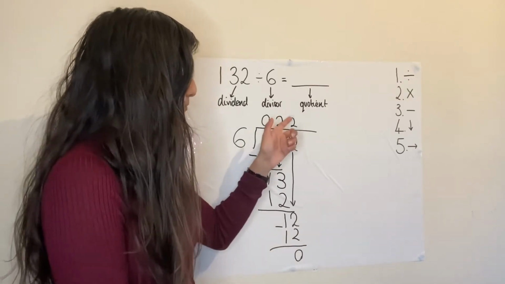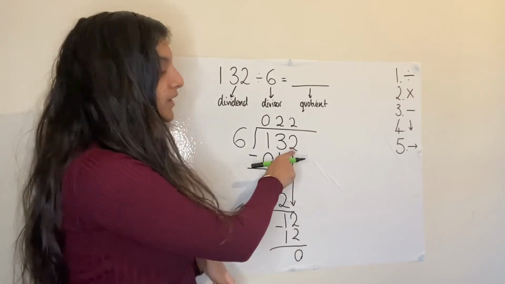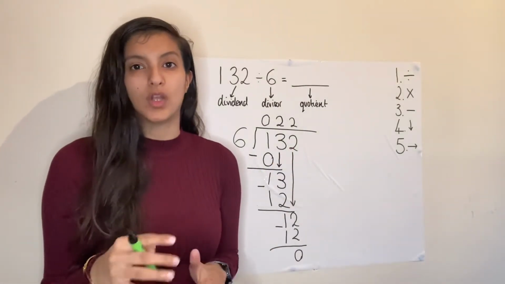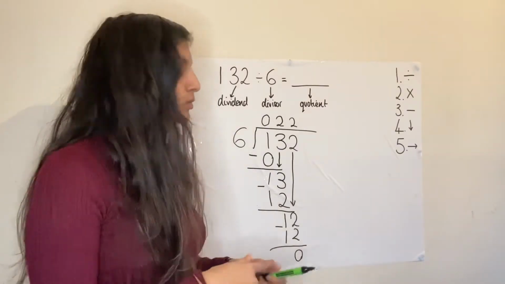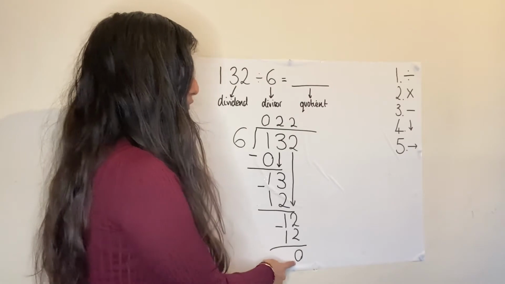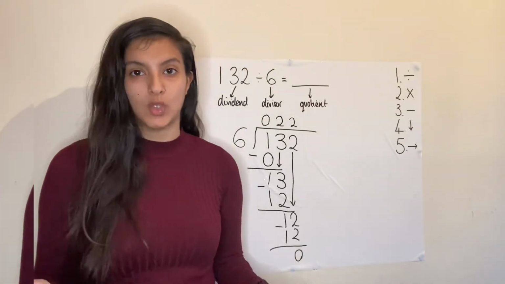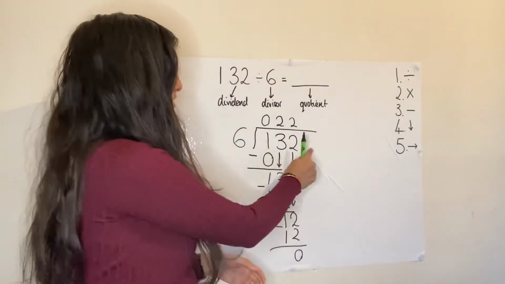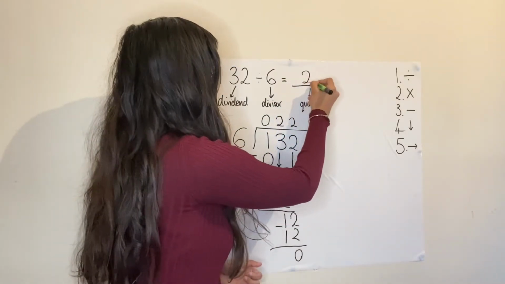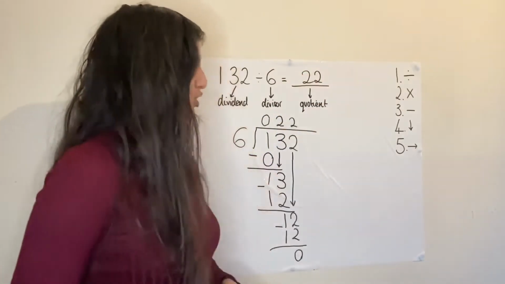Step number 4 is to bring the next number down, but as you can see, I've run out of digits to bring down, therefore my division has come to a close. Another telltale sign that our division has stopped is that I've reached the number 0, meaning that there's nothing left to share equally. So I know that 132 divided by 6 equals 22. So the quotient is going to be 22.